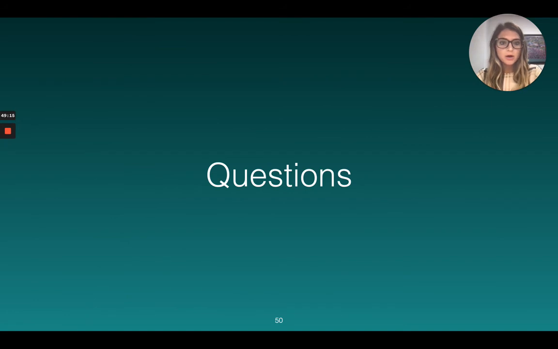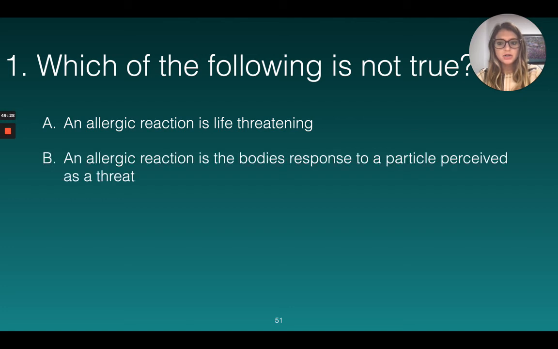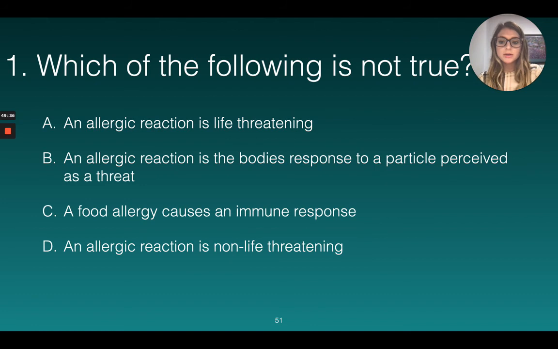Okay, now we are going to get started on some questions. We have 10 questions to go through. Question number 1, which of the following is not true? A, an allergic reaction is life-threatening. B, an allergic reaction is the body's response to a particle perceived as a threat. C, a food allergy causes an immune response. Or D, an allergic reaction is non-life-threatening. So which one is not true?